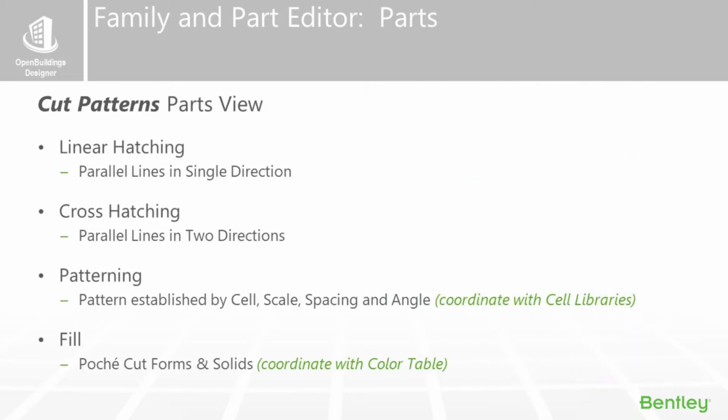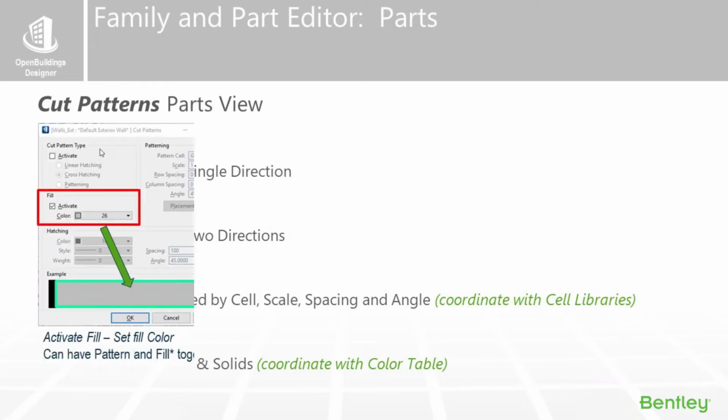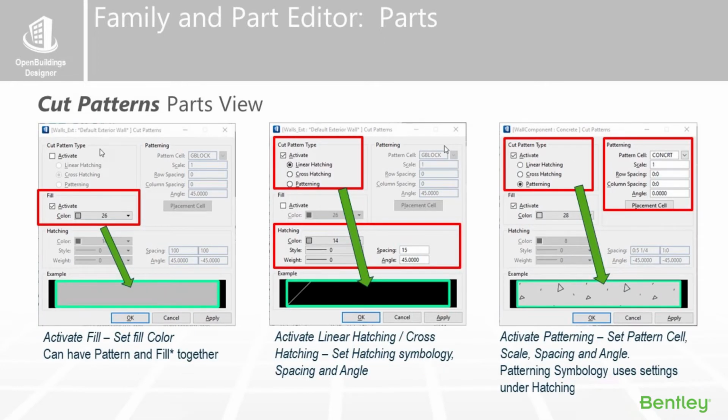So in the cut patterns, we have linear hatching, we have cross hatching, we have patterning, and then we have fill, which is like a poche for your drawing output. And then just a quick view for the cut patterns view. If we do a fill here in the settings on the drawings, you toggle fill on, you select the color, you get the preview. And then for the cut patterns, we have linear hatching, cross hatching, or patterning. You get a preview here and you have the controls of what the level of color. And then you could also be doing like this concrete pattern cell that will be placing that in the walls of the drawing as well, or in a slab or beam or column.